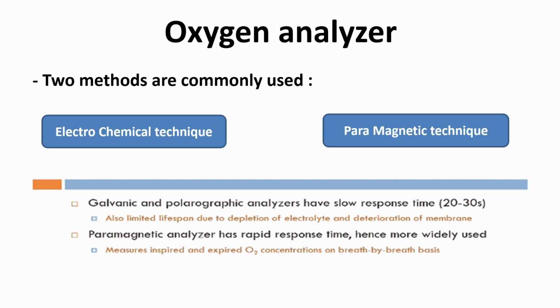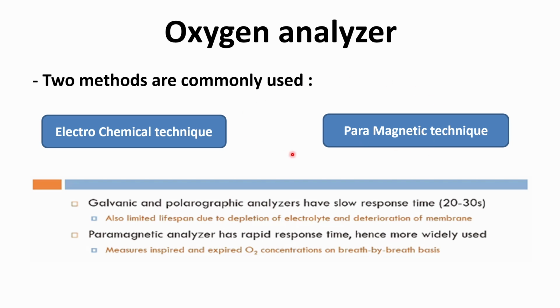And this is an MCQ question. So we have two ways, or two physical principles, for the oxygen analyzer: the electrochemical technique and the paramagnetic technique.